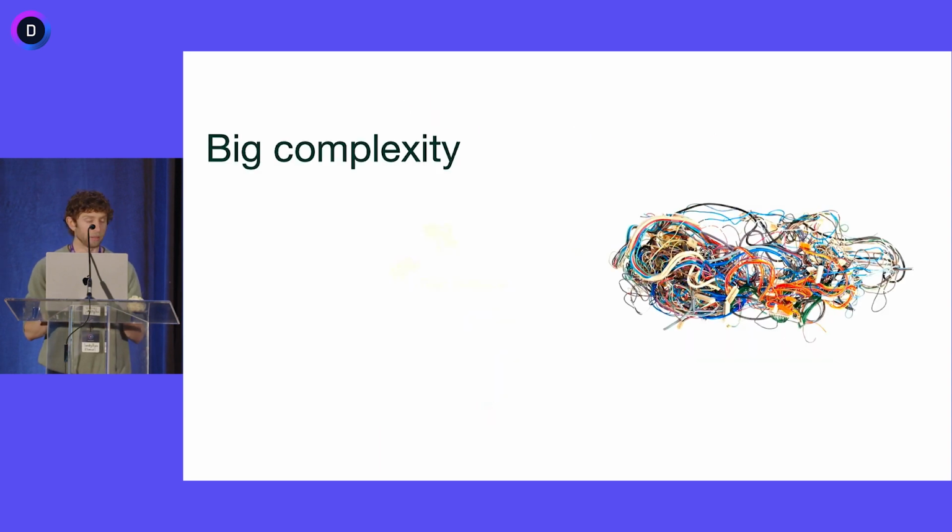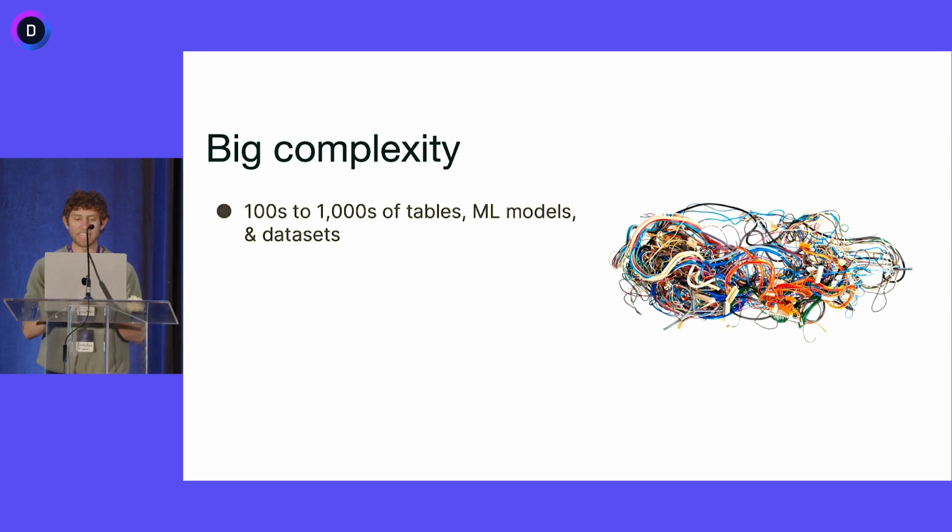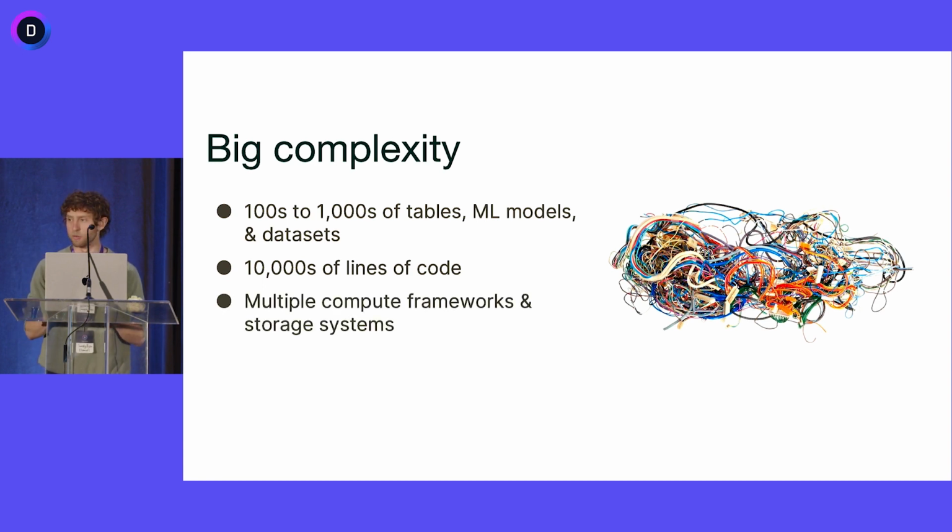The result is that we build tons of data pipelines. So even at medium-sized organizations, it's not uncommon to have hundreds of tables, machine learning models, and data sets, and tens of thousands of lines of code that are responsible for generating them. This code typically spans different compute frameworks and storage systems. So some will happen in a data warehouse, some in Spark, some in Snowflake, Pandas, TensorFlow, etc.